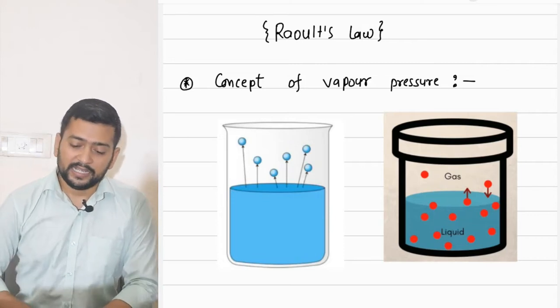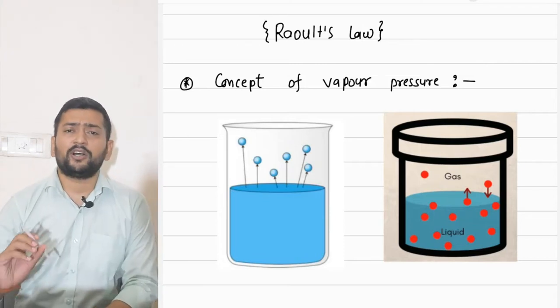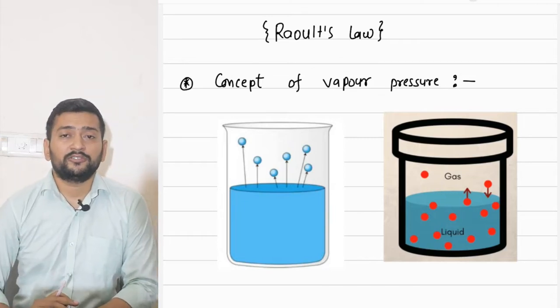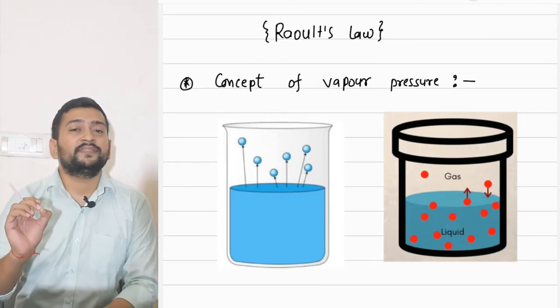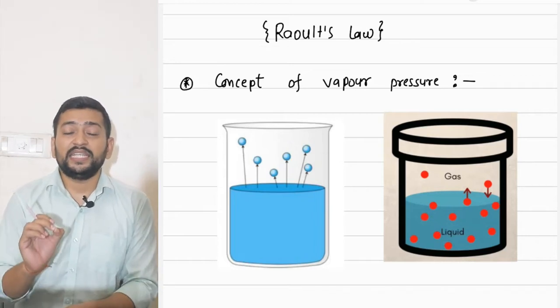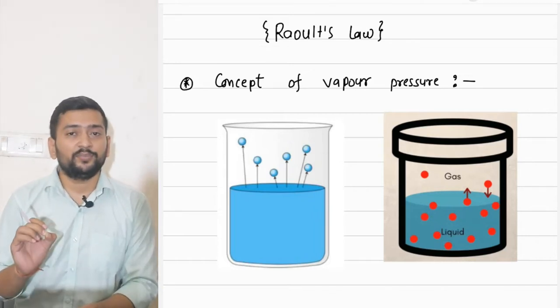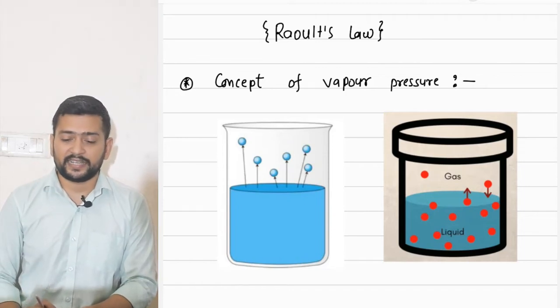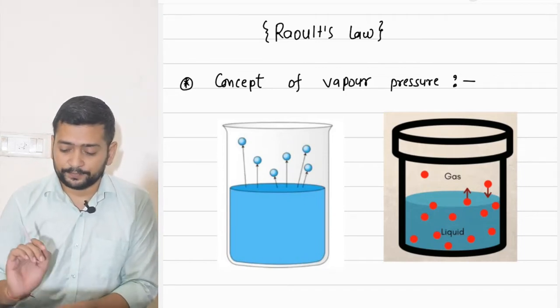First of all, let's understand the concept of vapor pressure, because if we are moving ahead to Raoult's Law, we need to understand what vapor pressure is, as well as what is called mole fraction. These two terms are very important for us to understand. So let's begin with the topic.